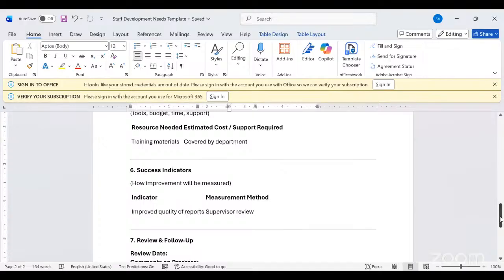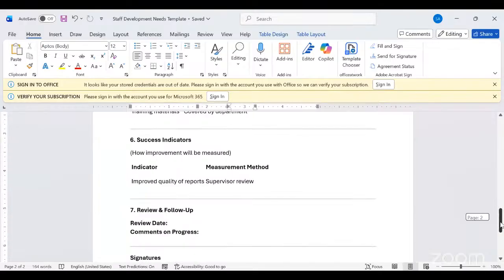Then what are the success indicators? How will we measure the improvement? Improved quality of reports. That's the indicator that the person's reports should be improved. We should see a significant improvement in the reports that are churned out by the employee. And how will we measure that? The measurement method is a review by the supervisor.